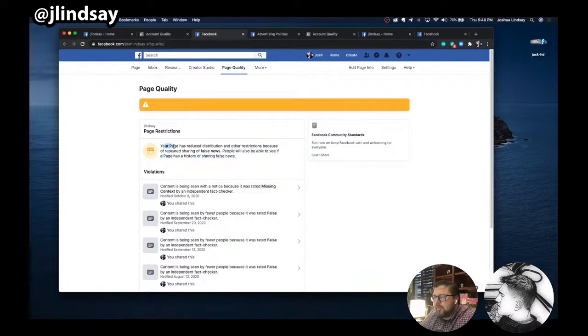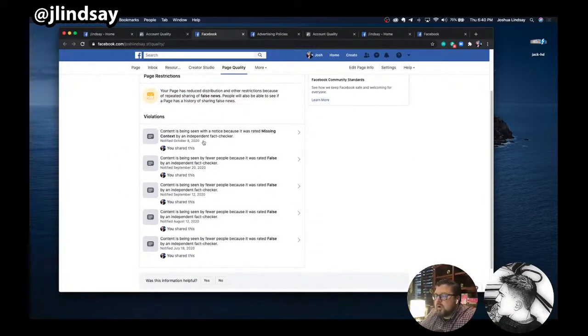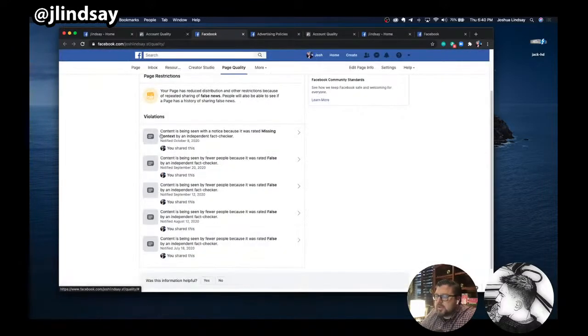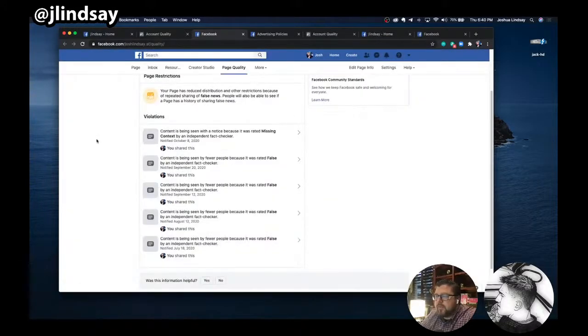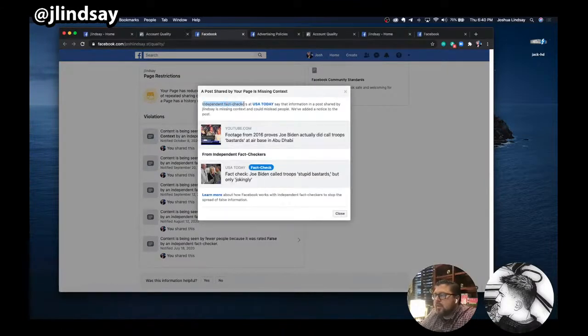And the page has reduced distribution and other restrictions because of repeated sharing of false news. I didn't create any news. So what could they possibly be talking about? So there's, let's see here, 1, 2, 3, 4, 5 incidents in total. The first one is independent fact checkers at USA Today say that information in this post shared by Jay Lindsay is missing context and could mislead people. We've added a notice to the post.